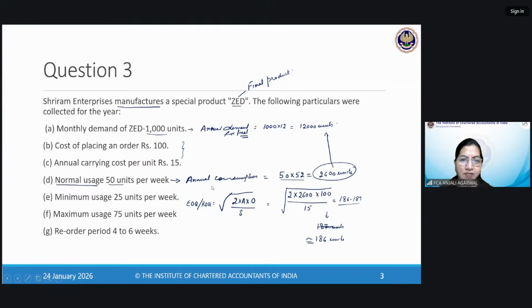So maximum usage, minimum usage, all this is given further. Normal usage is 50, maximum usage is 75. We are not given the minimum usage, and minimum usage is 25. Sorry, that's also given. And reorder period is 4 to 6 weeks. This means lead time. Reorder period or lead time is minimum 4 weeks, maximum 6 weeks, and therefore on an average 5 weeks, right?